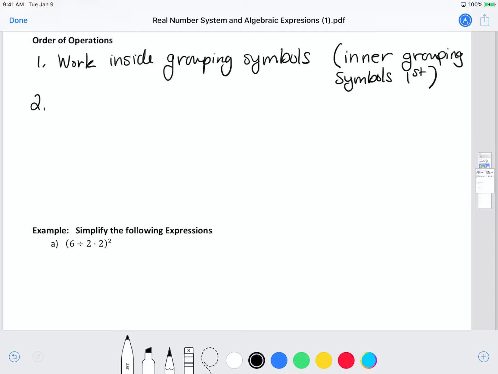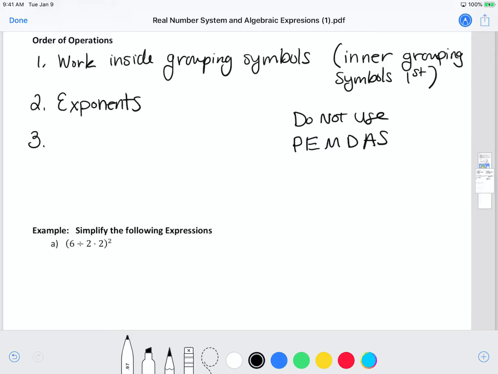The next thing that you want to do for order of operations is evaluate your exponents. The next step, which a lot of people get mixed up with this, and it's mainly because of the expression, please excuse my dear Aunt Sally. I would not use this. Let me make a note. Do not use, please excuse my dear Aunt Sally.